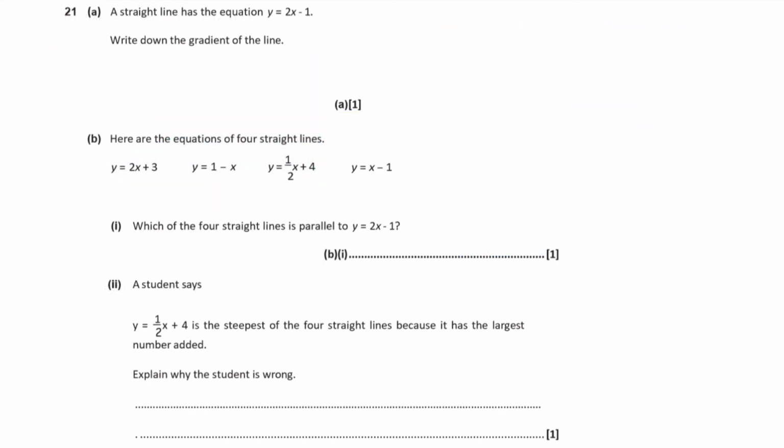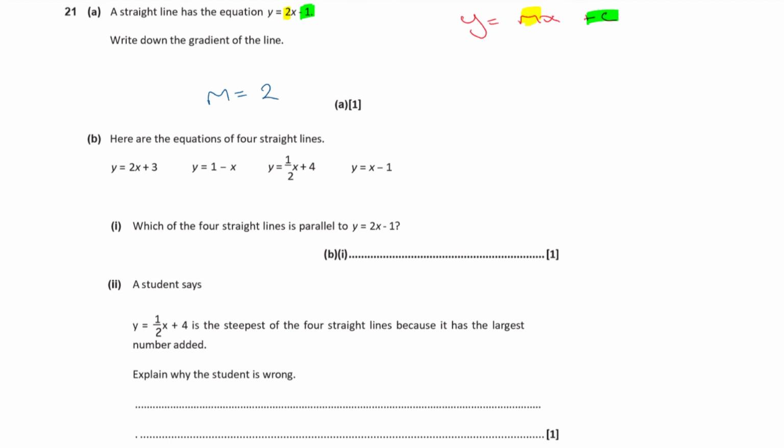Question 21a. A straight line has equation y equals 2x minus 1. Write down the gradient of the line. Well, the equation for any straight line should be in the form y equals mx plus c. So we can see here that our m value is the coefficient in front of the x, and the c value is the minus 1 on the end, isn't it? So what is the gradient of this line? m is equal to 2.